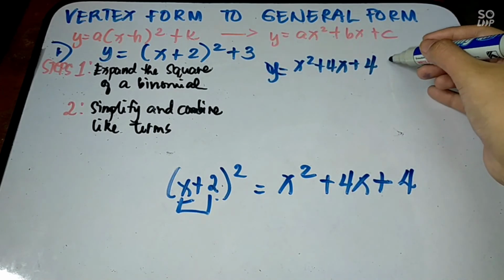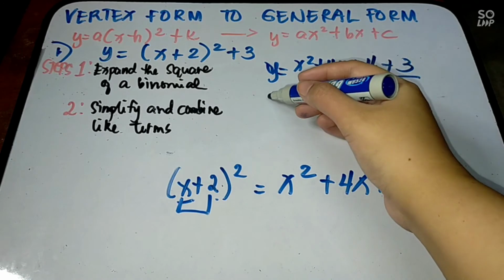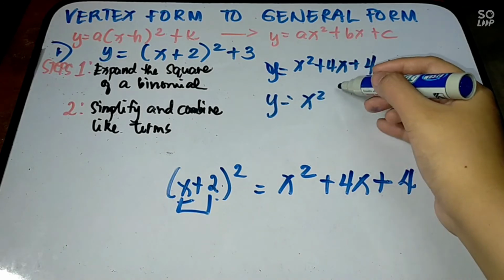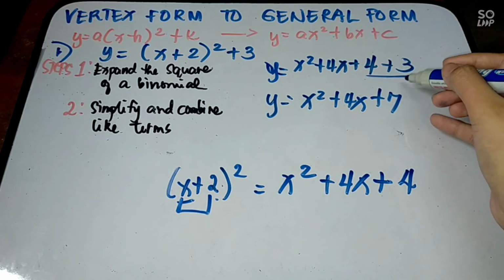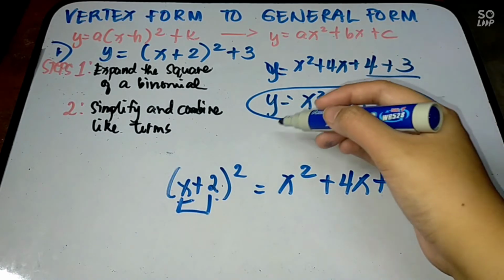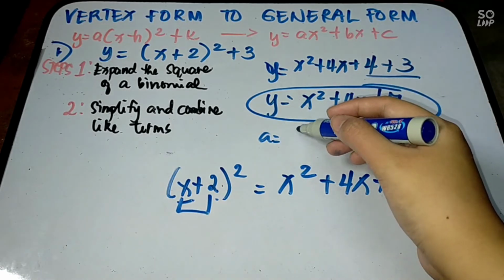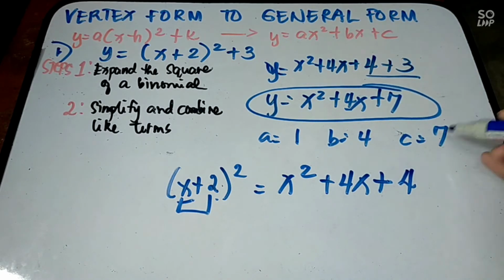Then, just copy plus 3. Afterwards, we are going to combine this one. Y is equals to x squared plus 4x. 4 plus 3, the answer is plus 7. We're done. This is now your answer. Diba? Mas madali siya kesa doon sa nauna natin. If you are going to find for your A, ang A mo dito ay 1. Ang B mo, we have here 4. Ang C mo, we have here 7.